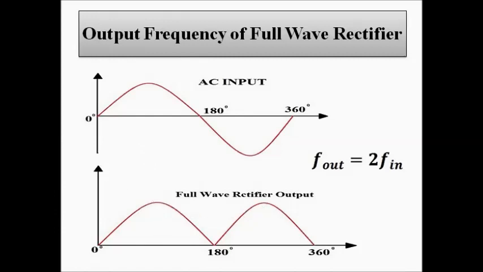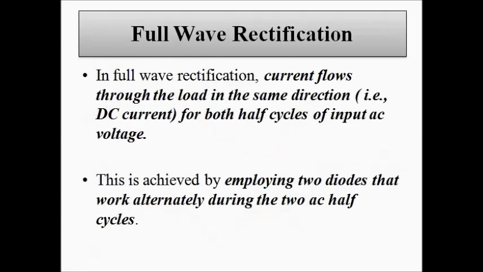So full wave rectification has current conduction taking place during both the half cycles, that is the positive and negative half cycles of the input AC. So this is generally done by using two diodes. In half wave rectifiers we used only one diode, but here in full wave rectification two diodes are used which work alternatingly, turning on and off to produce current conduction during both the half cycles. So we will discuss how this happens.